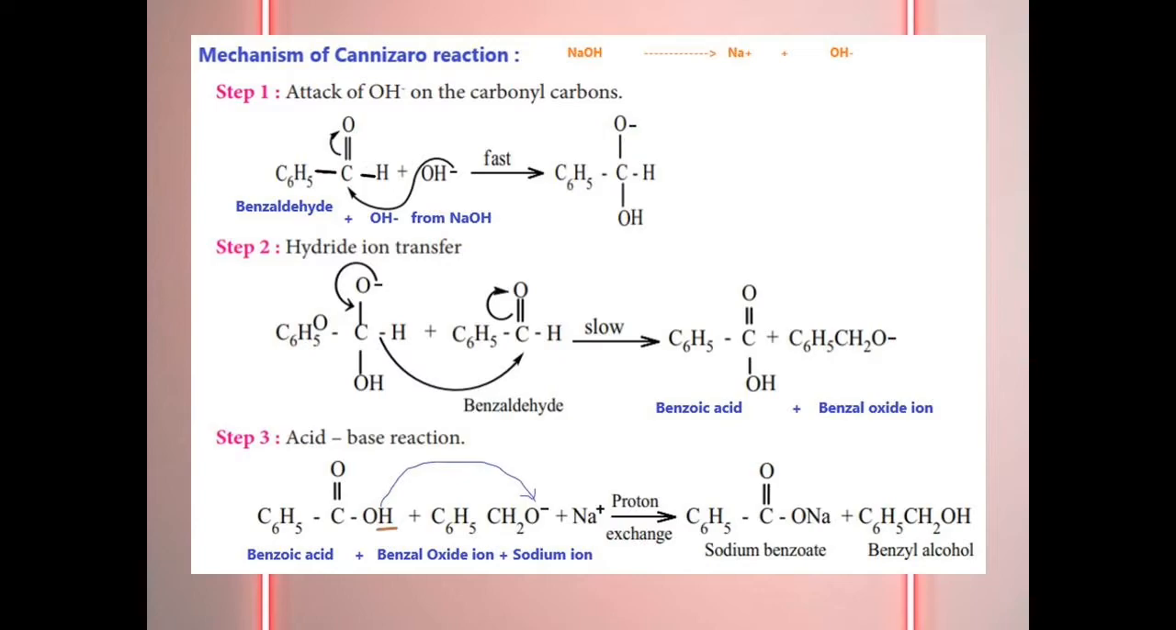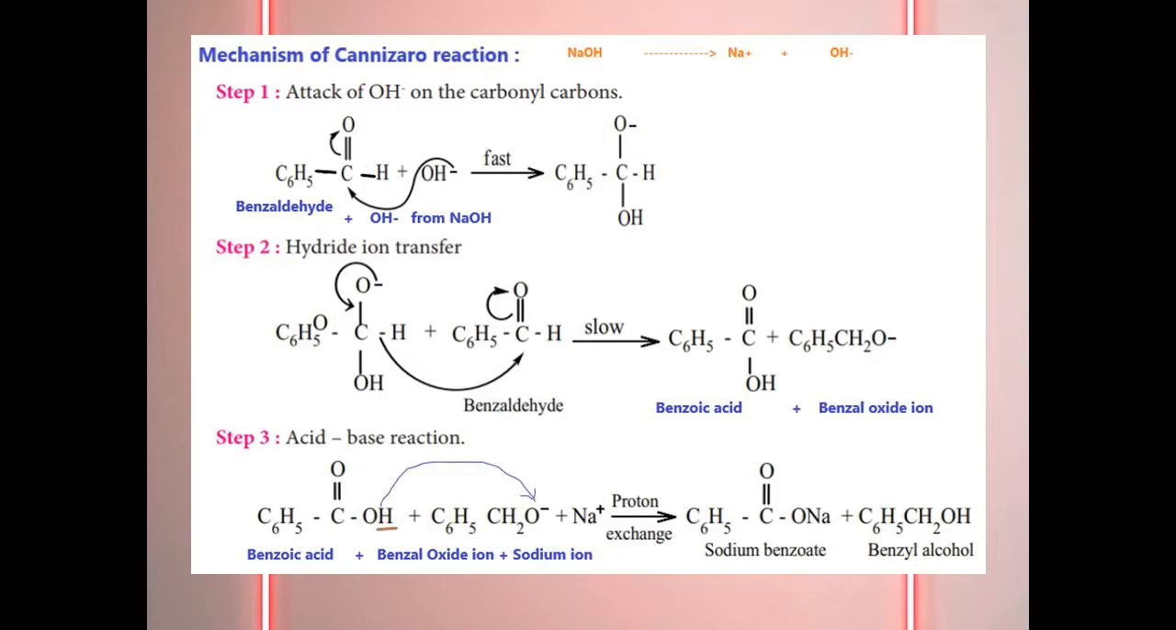In the second step, we are going to add the product of the first step with another benzaldehyde. See carefully, in the second step we add the product of the first step to another mole of benzaldehyde. Here one of the hydrogens from the product goes to benzaldehyde, so that the first product is now changed to benzoic acid. The benzaldehyde is now changed to a benzyl oxide ion.